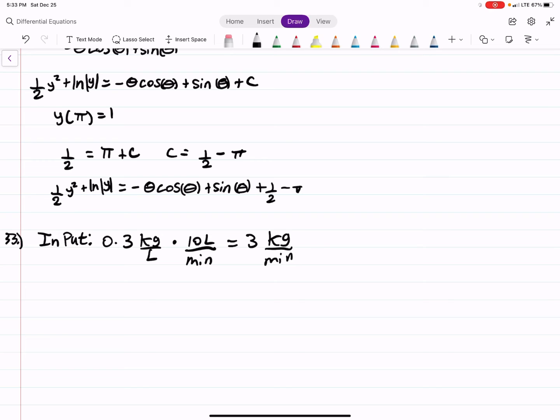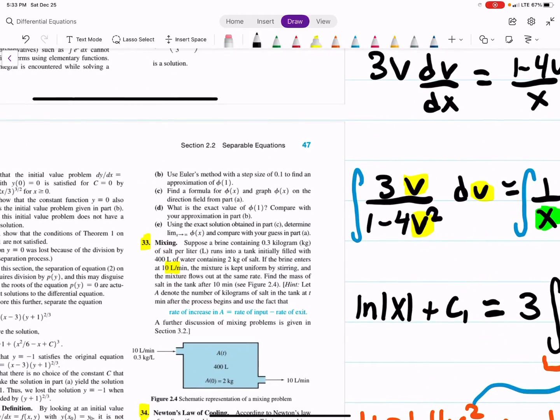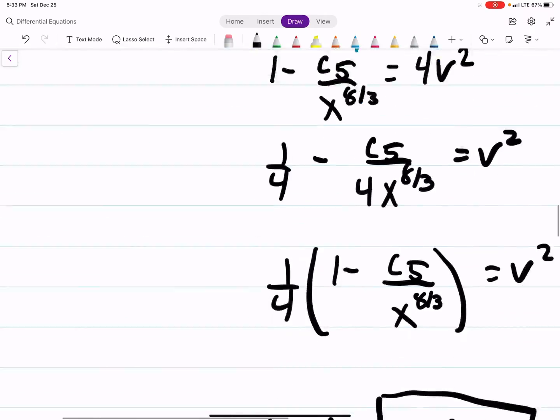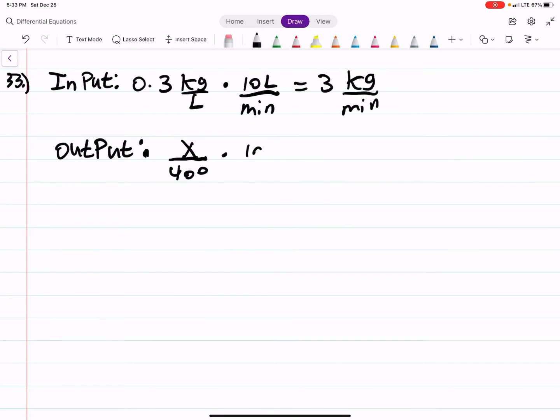Cool. So we have our input, 3 kilograms per minute. That's what we wanted. And we want to do the same thing with the output. Now, we don't actually know the output per se, but we know it's going to be some amount x per 400. I hate going back and forth between this, but that's just because it's initially filled with 400 liters of water. Okay? And again, we can multiply that by the 10 liters per minute to get the units we want, which is just x over 40 kilograms per minute. So that's the rate that it's going out.